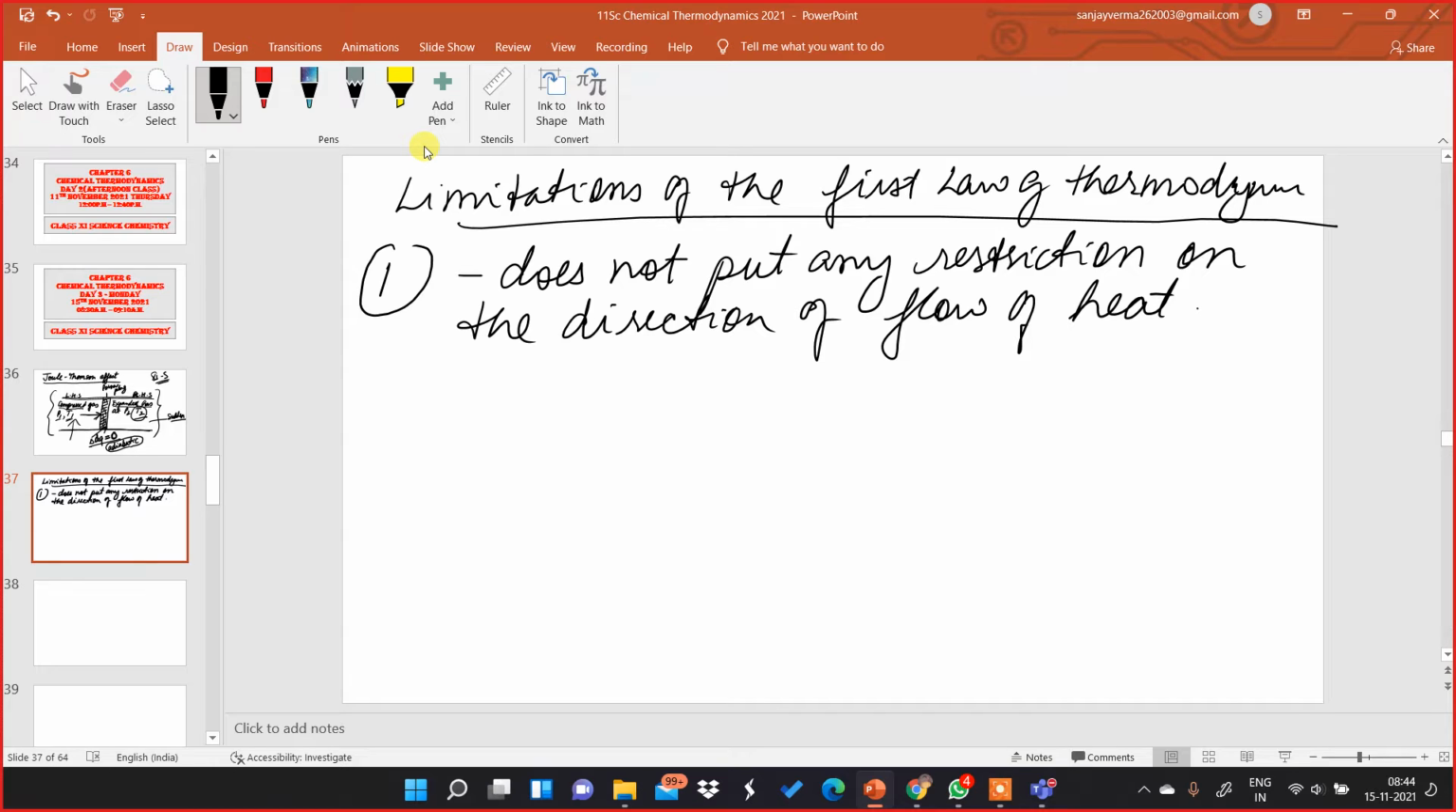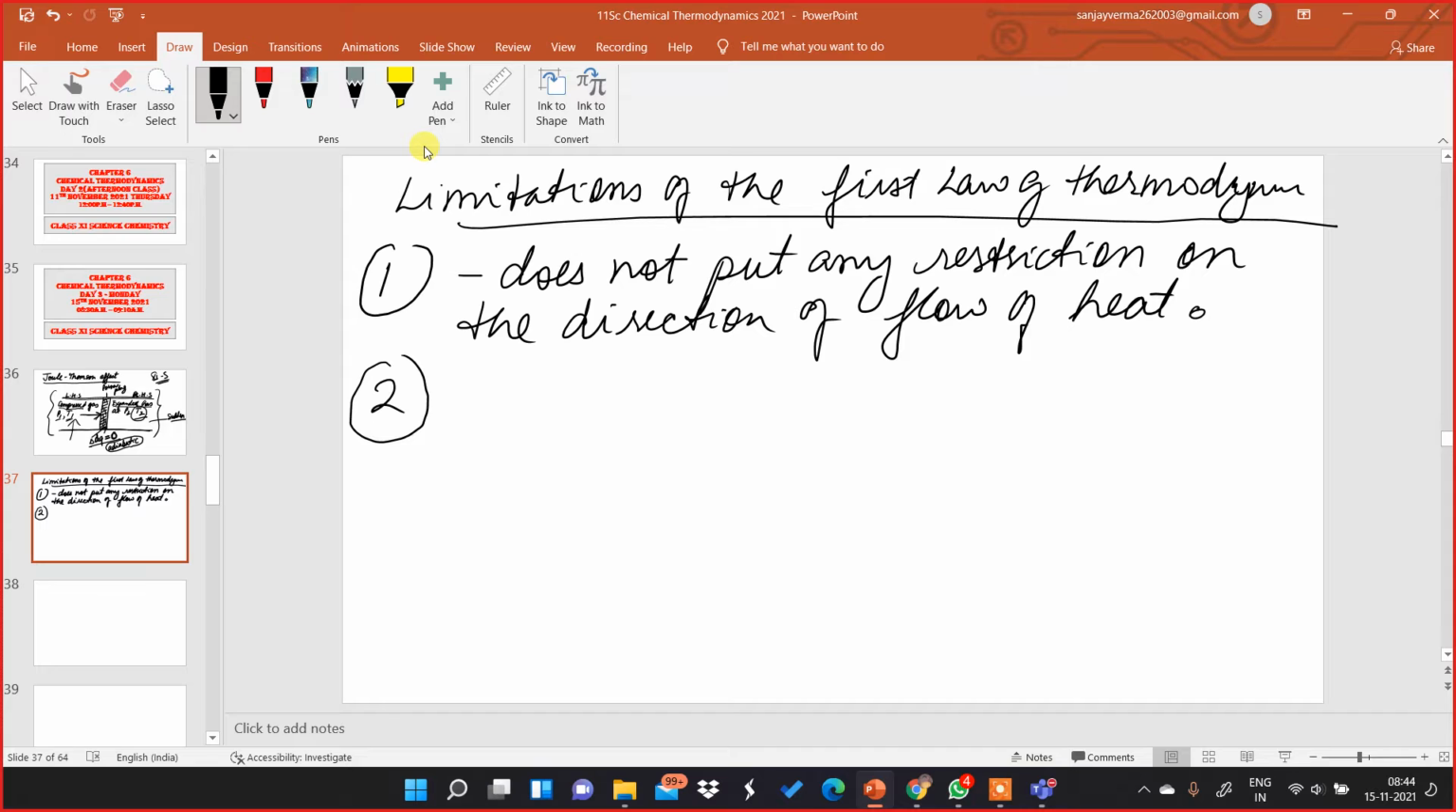Now, for example, it is not impossible to extract heat from ice by cooling it to a low temperature and then use it for warming water. It is possible. But according to our common experience, such a transfer of heat from a lower temperature to a higher temperature is not possible without doing some external work. So the first law is not putting any restriction on the direction of flow of heat. That is the first limitation.